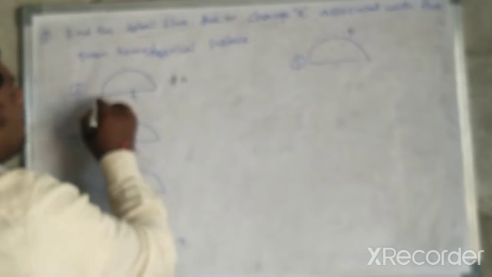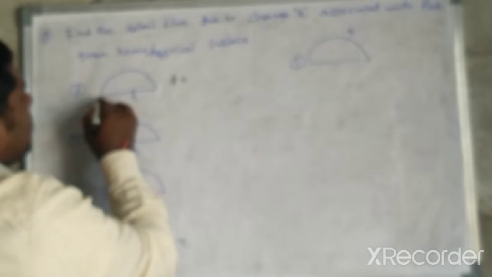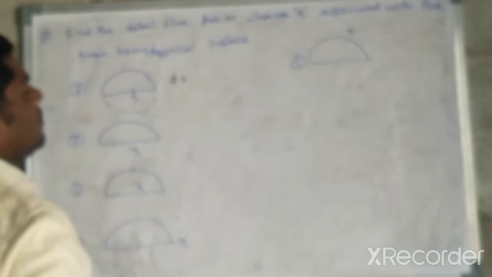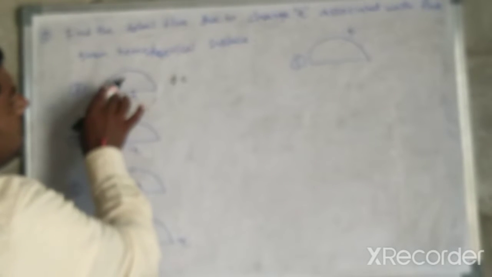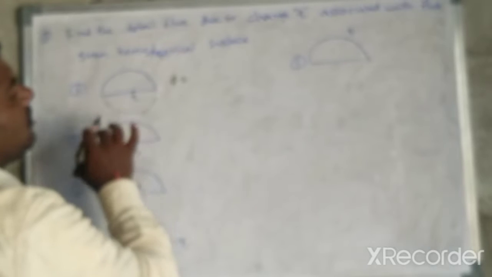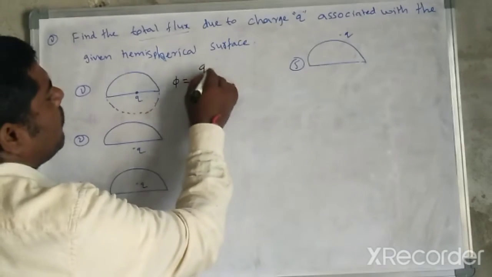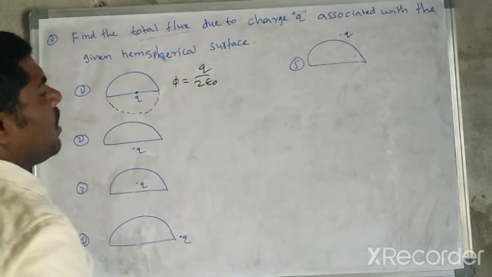This charge is shared between this hemispherical surface and the other hemispherical surface. So the total flux is Q, or Q divided by 2 epsilon naught.